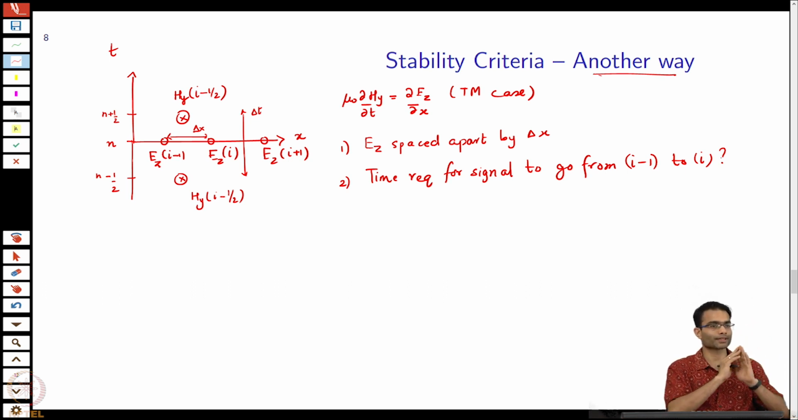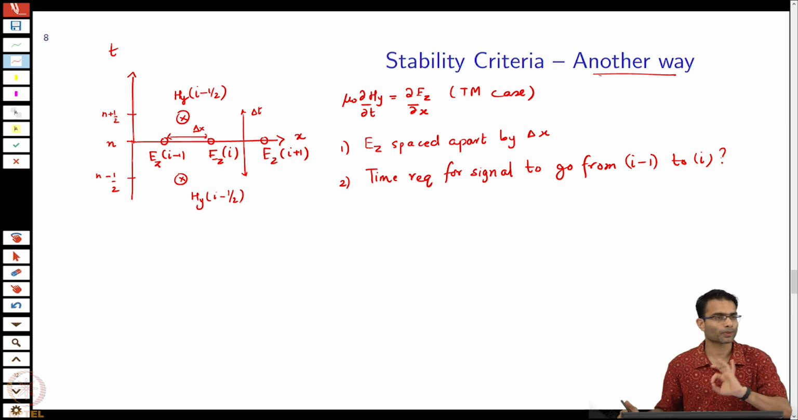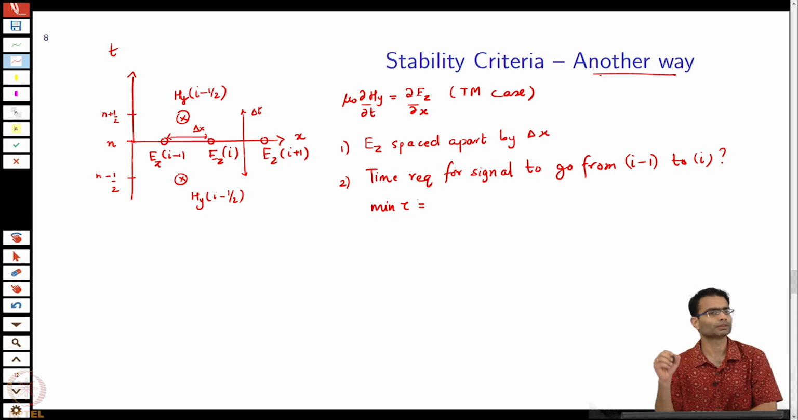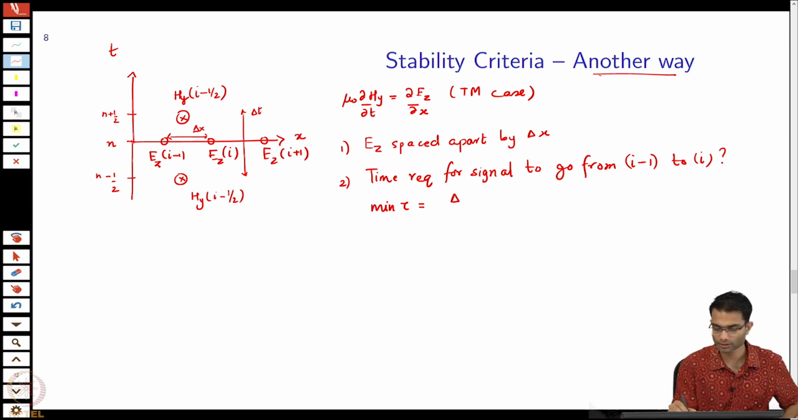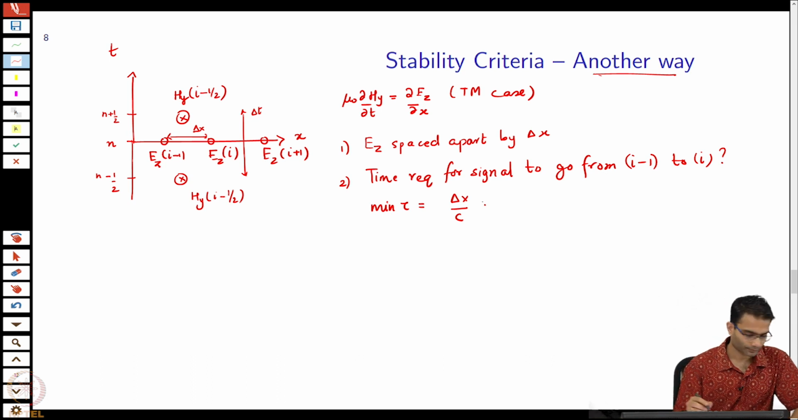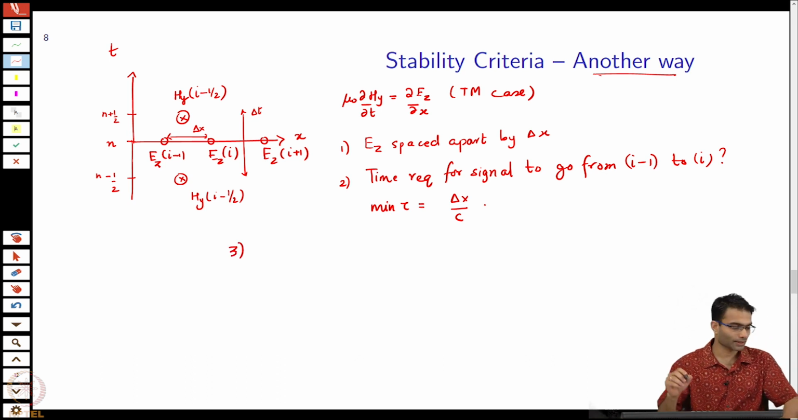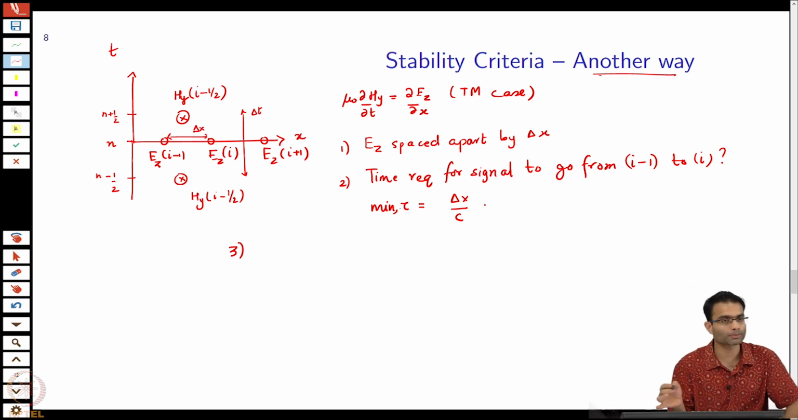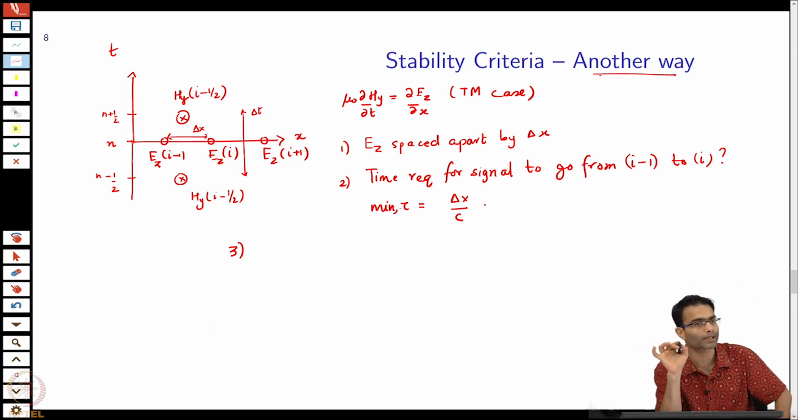Imagine there is a physical wave that is propagating in space and time. What is the minimum time required for the wave to go from I minus 1 to I? So, what is the distance? Distance is delta x. What is the speed at which this wave can go as fast as possible? C. Right. Now, the third point we can say is that the minimum, so I am calling this minimum tau, okay. This value of delta x by c is the minimum time required for the signal to go from here to here, right, from left to right, okay.